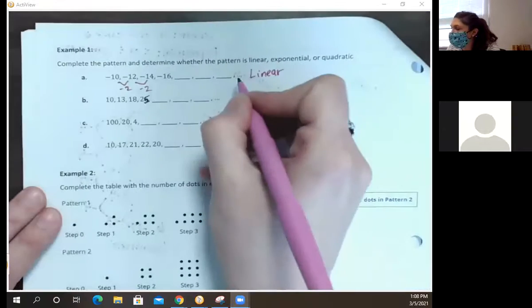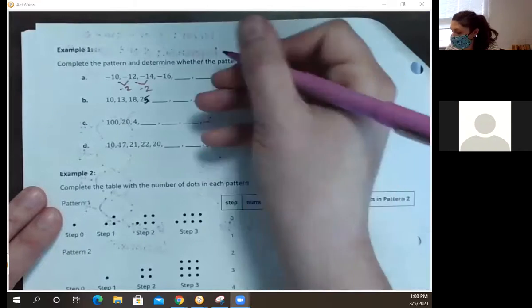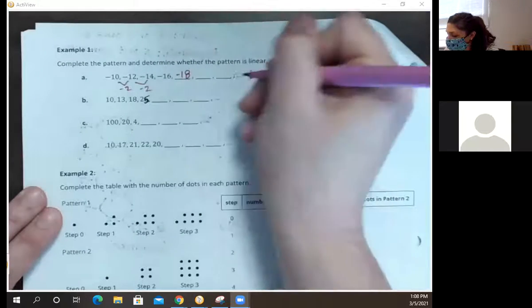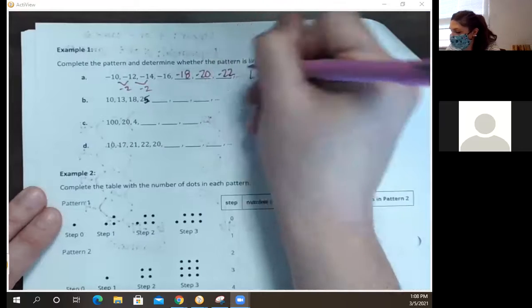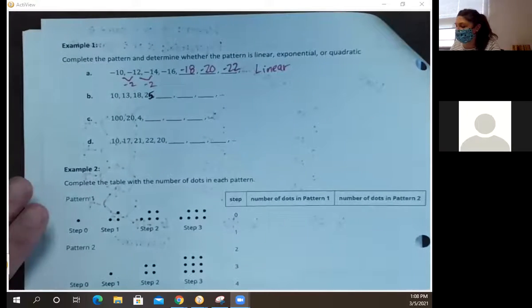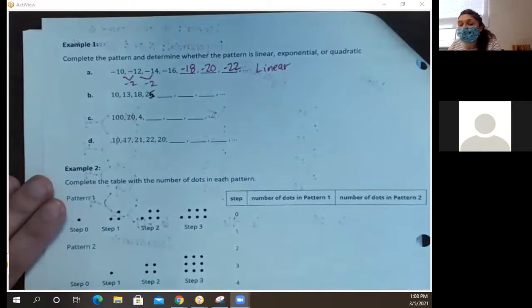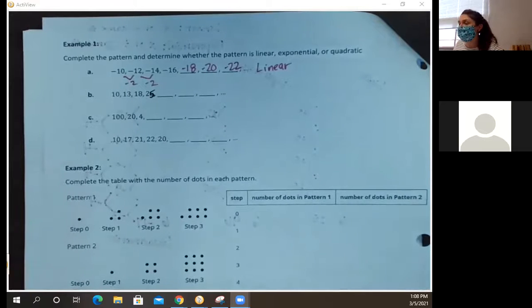And what are the next few terms going to be? -18, -20, -22. Good participation today. Loving this. Okay, for B, same idea. What's this pattern?